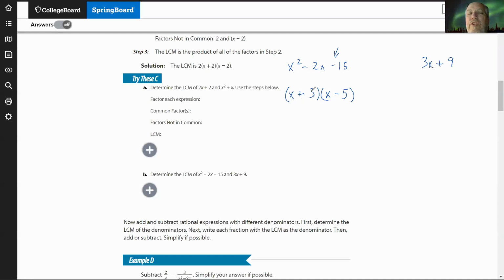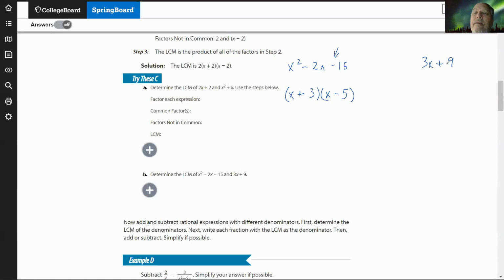So of course we can always check this by foiling it back. x times x is x squared. x times negative 5 is negative 5x. 3 times x is 3x. So negative 5x combined with 3x is negative 2x. And then positive 3 times negative 5 is negative 15. So we can double check that.